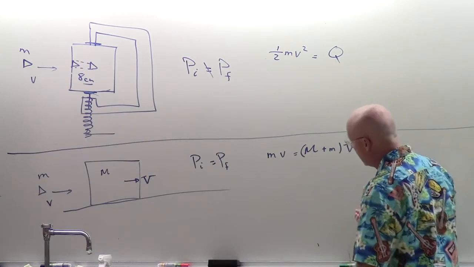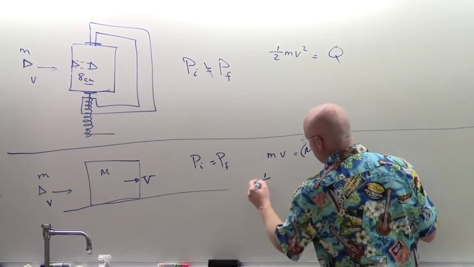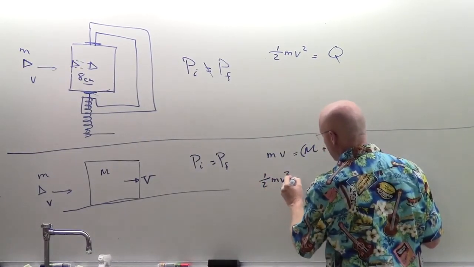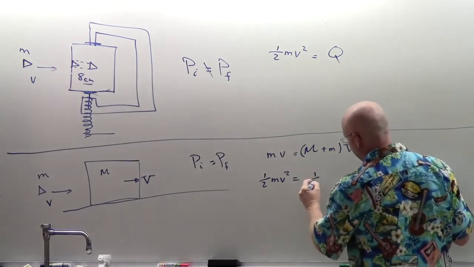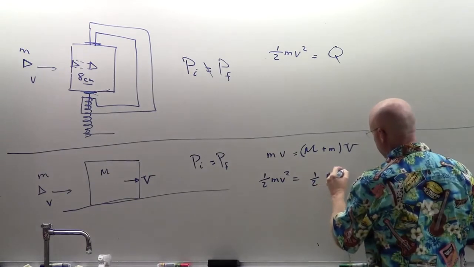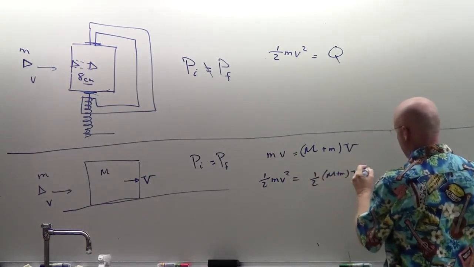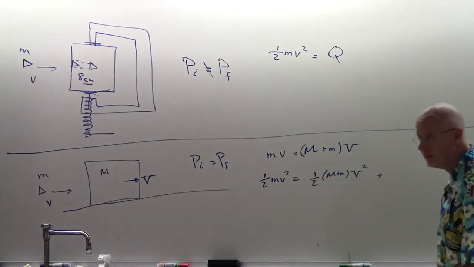The bottom, I would have the kinetic energy, 1/2 mv squared. Where does it go? Well, clearly, it is moving.